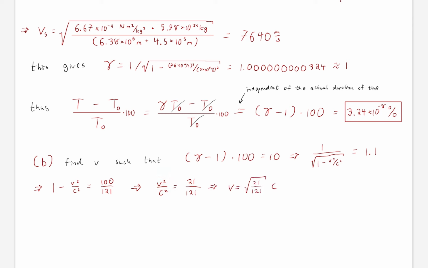So when I finally do, I find that the necessary velocity in order to get a 10% error between the two measured elapsed times is just going to be the square root of 21 over 121 times the speed of light, which in other words is 0.417 c, or 41.7% of the speed of light, which works out to be 1.28 times 10 to the 8 meters per second. So you have to be going very fast indeed to get significant errors between your elapsed time and your proper time. And that's why special relativity wasn't immediately evident to ancient scientists, because nothing moved that fast that they could measure.